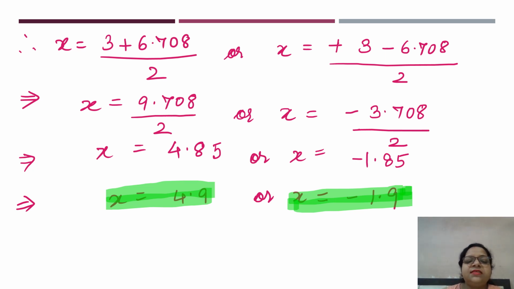So, we will take the answer as 4.9 because we want till two significant figures only. Therefore, x is equal to either 4.9 or x is equal to minus 1.9. And that's all for today's children. The whole 5C exercise has been solved for you, and if you practice all these sums, then it will be sufficient for you to get your sums right in the exam.